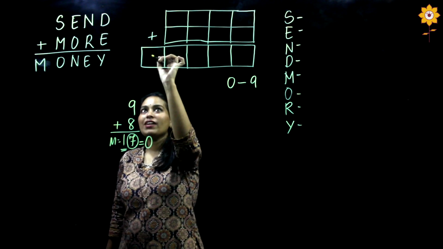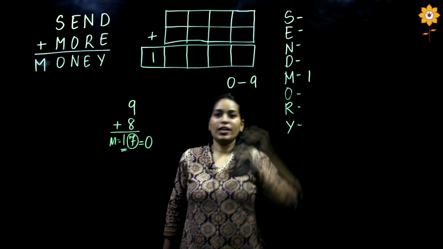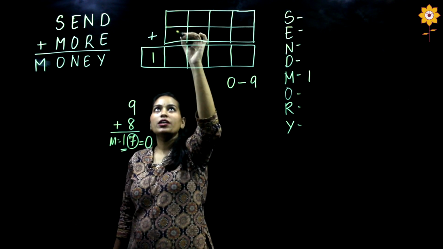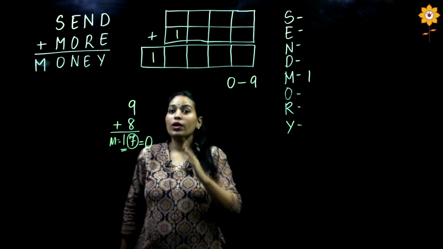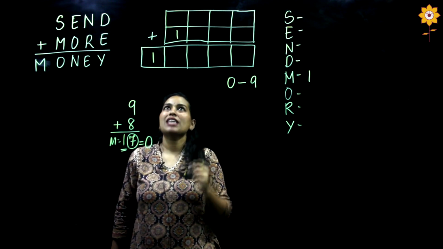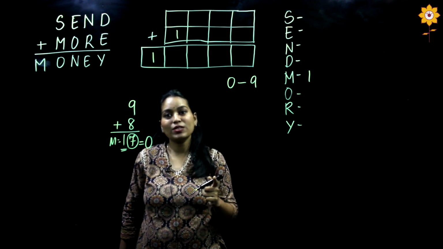So let us write the value of M as 1 over here and over here. So we got the value of M. Let us write the value of M here also, because here also we have M from MORE, right? Now, let us move ahead to the next column, which is S plus M is equal to O. Now, we already have the value of M as 1.